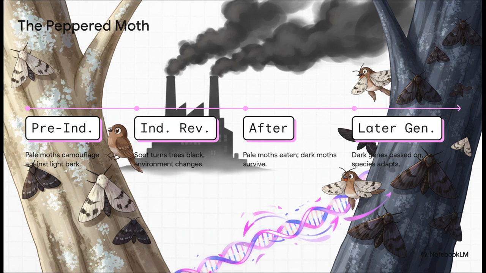But then, humans started building factories. The Industrial Revolution pumped out soot, and the tree trunks literally turned black. Suddenly, the whole environment changed. Now, it was the pale moths that stood out and were getting eaten. Meanwhile, the dark moths were perfectly hidden. So the dark moths survived, they reproduced, and they passed on their dark wing genes to their babies. Just a few generations later, almost all the moths in the area were dark. The environment changed, and the species had to adapt to survive. And guys, that is natural selection.